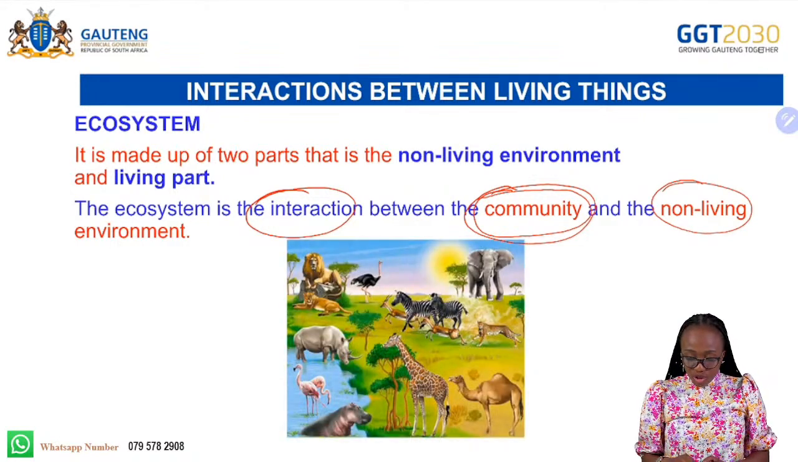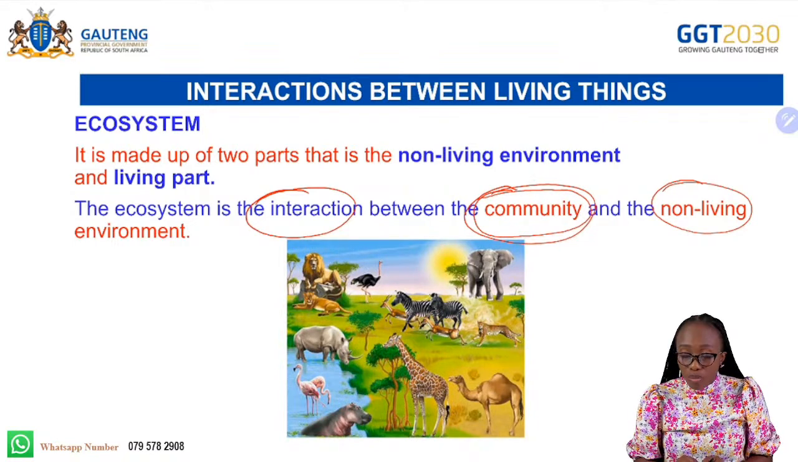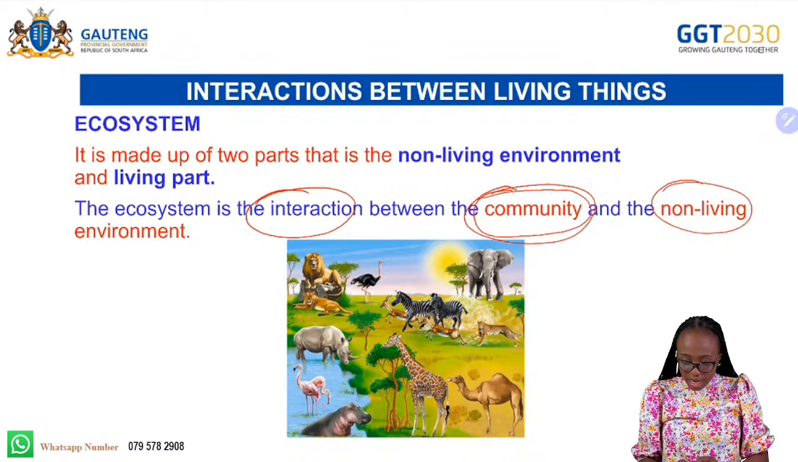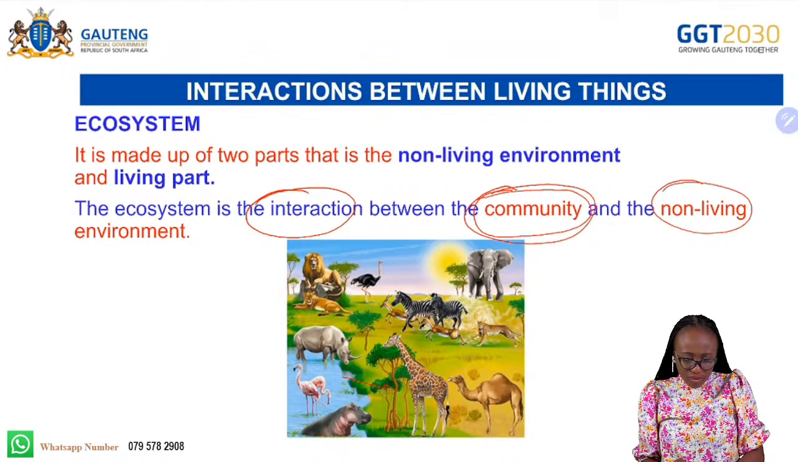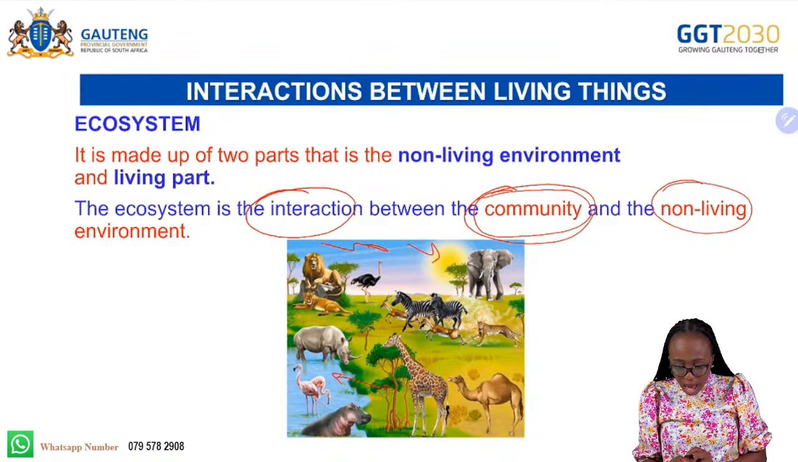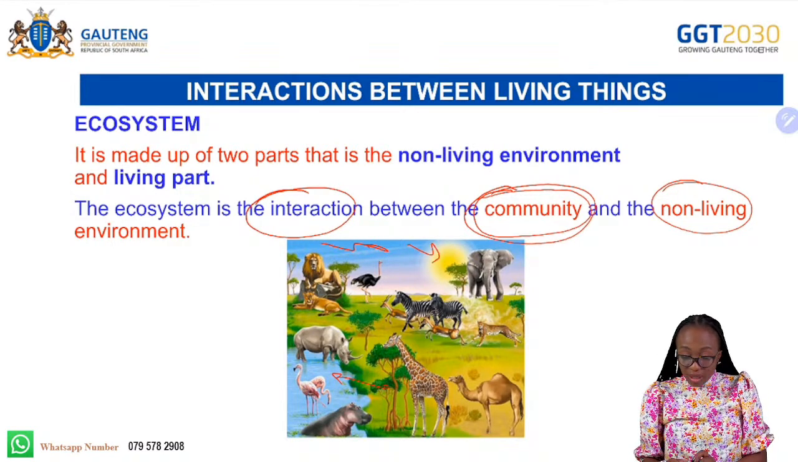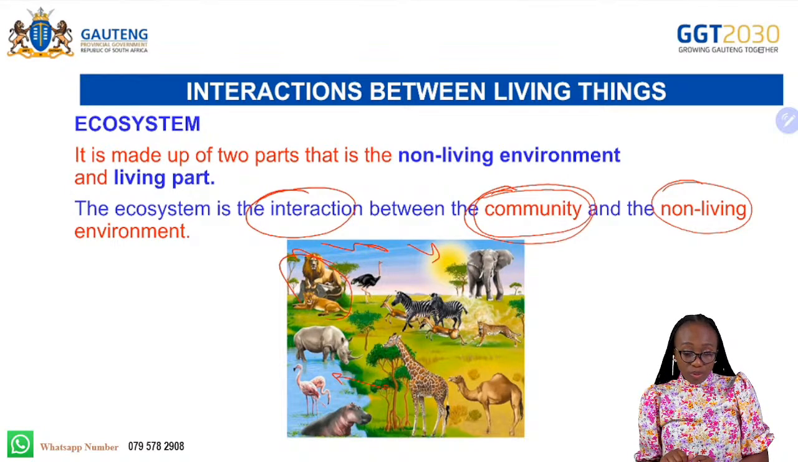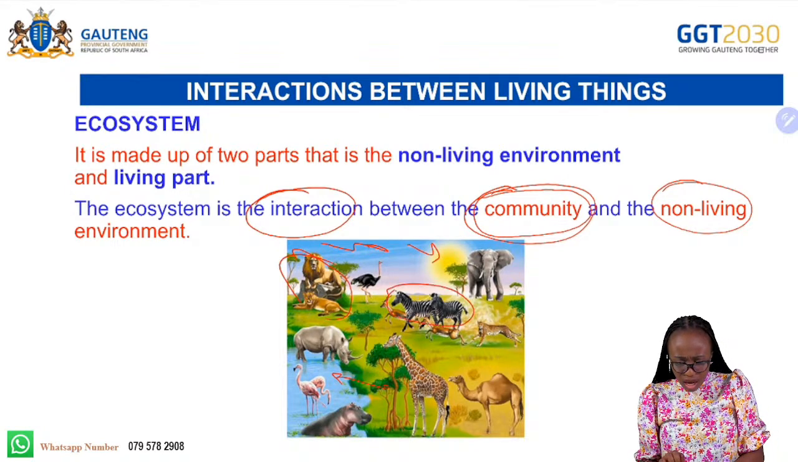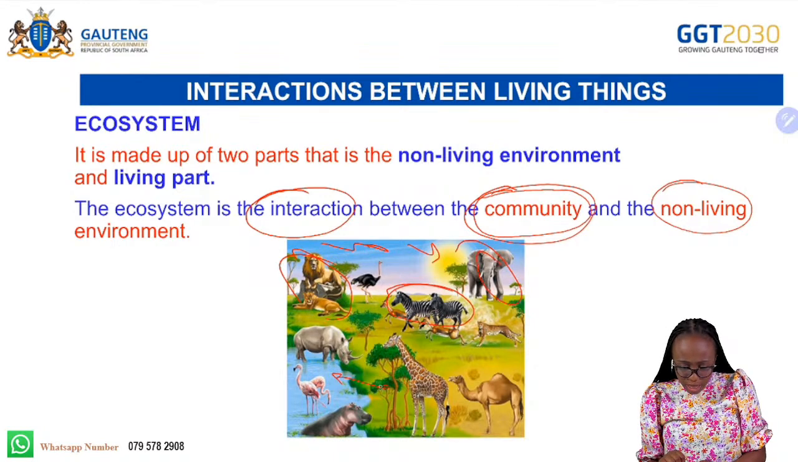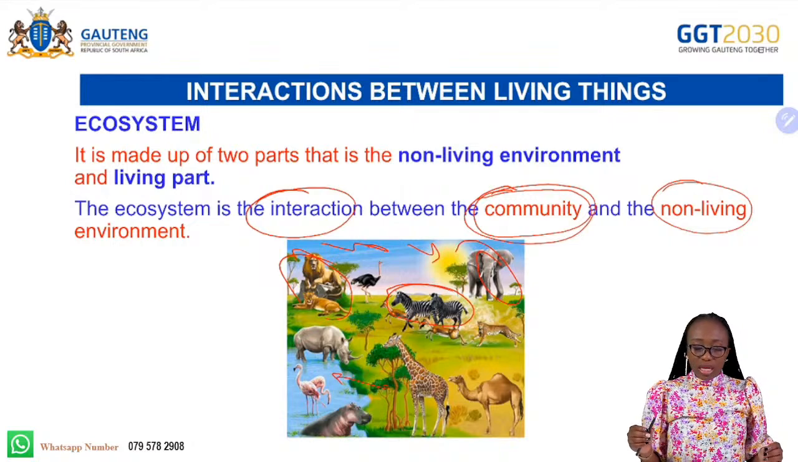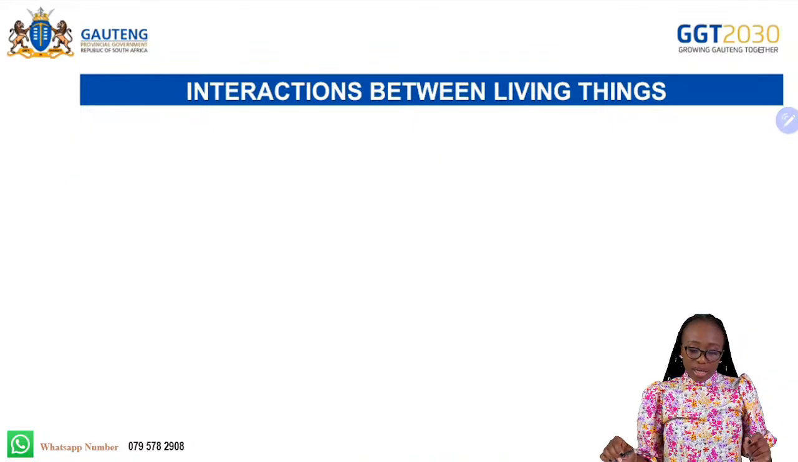So there's a picture of a community which is made up of different populations, and the non-living part here, we've got water, there's the air, there's the sun. Those are the non-living parts. And then the living parts, we've got a population of lions, zebras, elephants, and other animals. So that is the interaction between the community and the non-living environment.